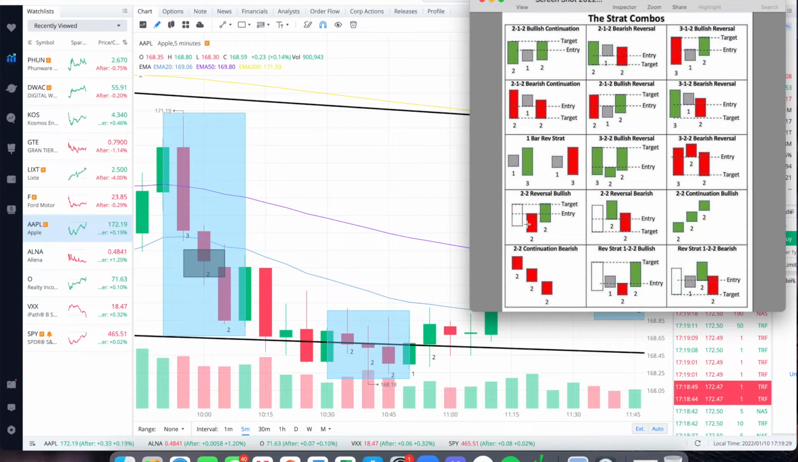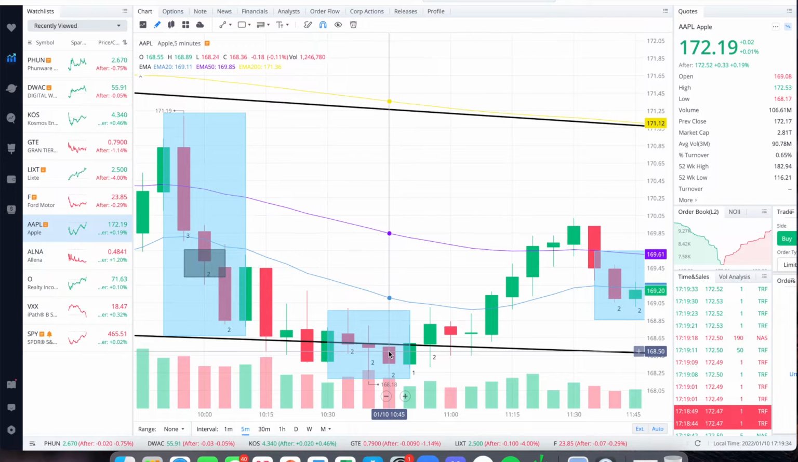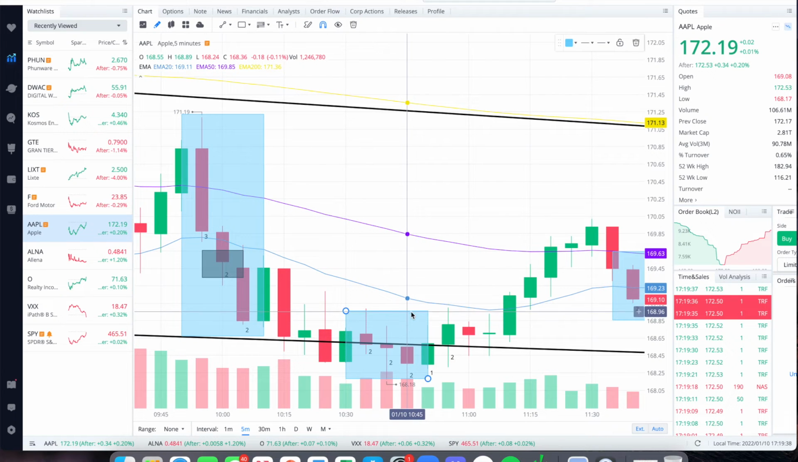2-2 reversal bullish. And I was right. So I got lucky here because this is the first time I've ever used it personally to trade. And then we'll move this on over.